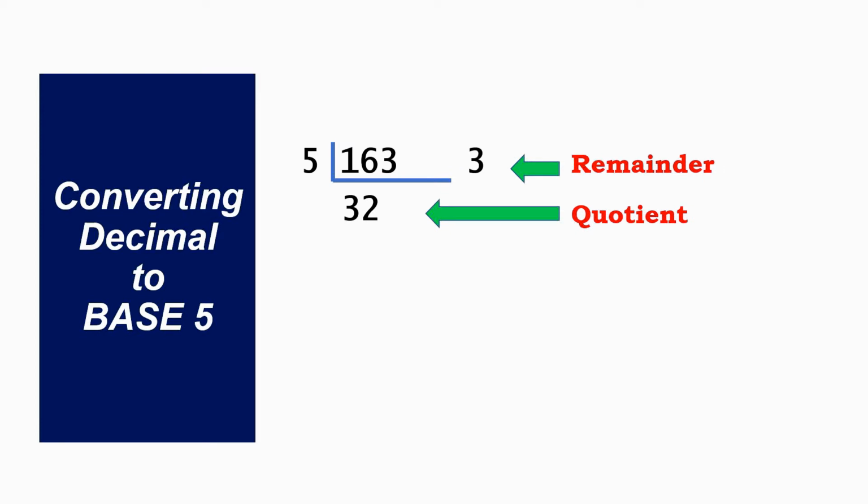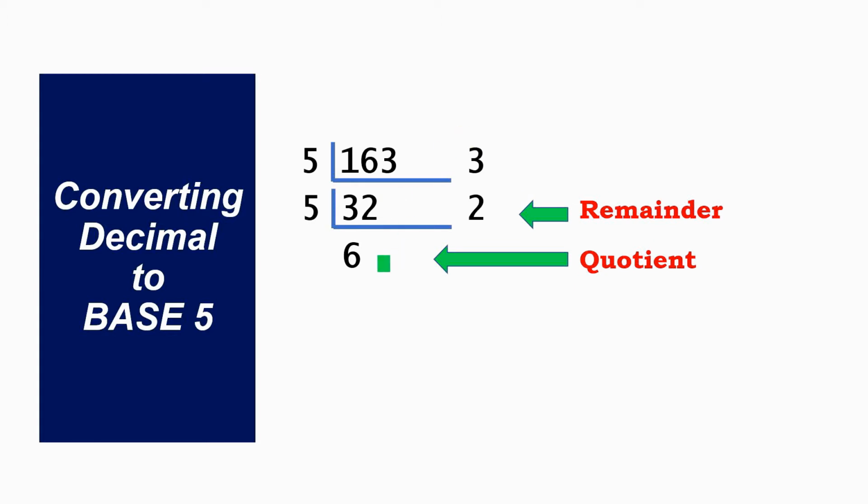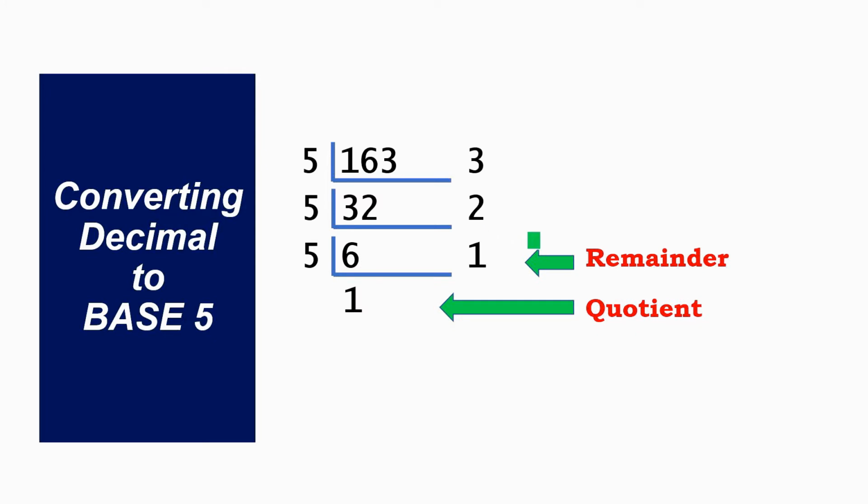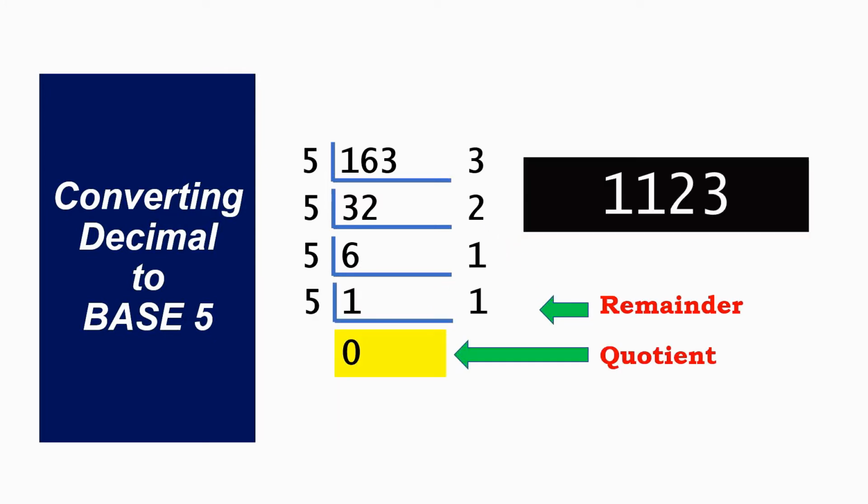Next, let us try to convert a decimal number to base 5. Just to understand, the process is the same for all bases. We divide 163 by 5, we get a quotient of 32 and a remainder of 3. We do the next step, we get a quotient of 6 and a remainder of 2. Next step, we get a remainder of 1 and a quotient of 1. The next step, we get a quotient of 0. We stop here.